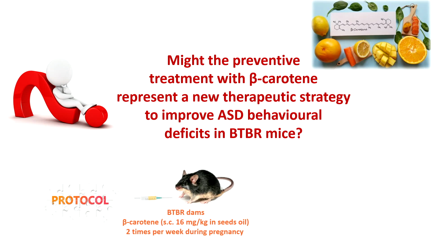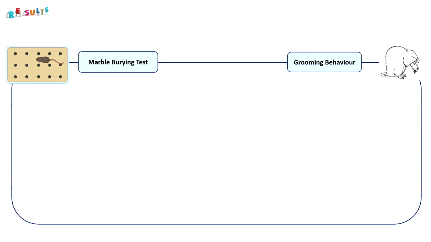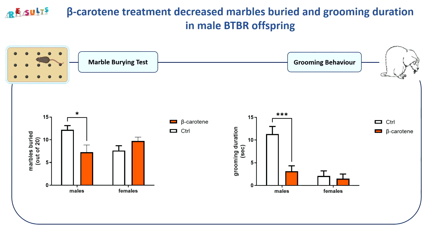To do so, we treated our dams with beta-carotene twice a week during the pregnancy, and the experiments were done in the offspring at 10 weeks of age. And we found that beta-carotene treatment was able to decrease marble burying and grooming duration in male BTBR offspring, as you can see here.